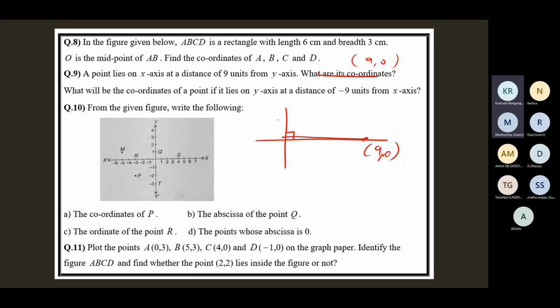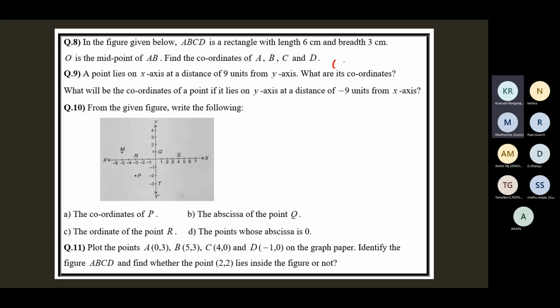What will be the coordinates of the point if it lies on the y-axis? We don't know if it is on the positive side or on the negative side of the y-axis. Distance is positive, but they're saying minus 9 units just to give us the clue that it lies on the negative side. So it's 0, minus 9, because it lies on the y-axis. You can see the perpendicular distance of the point from the x-axis is minus 9 units.